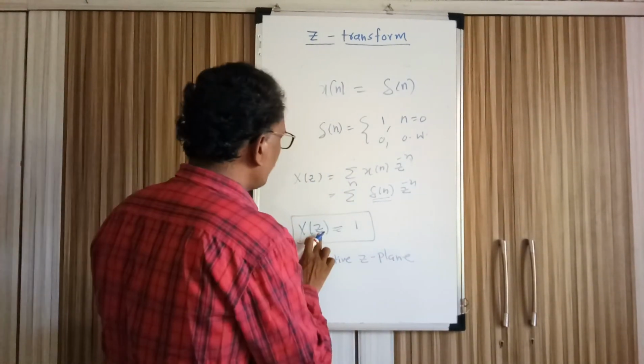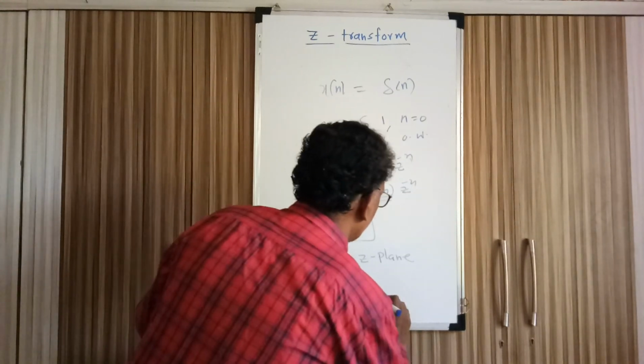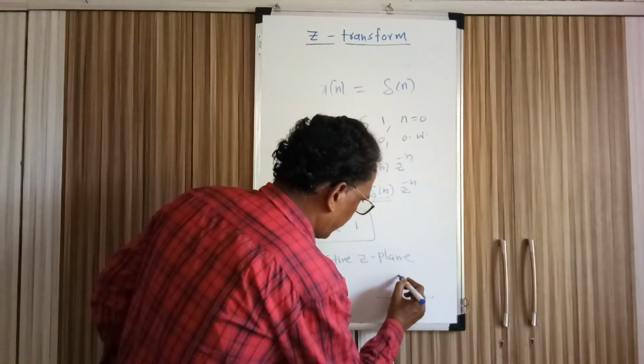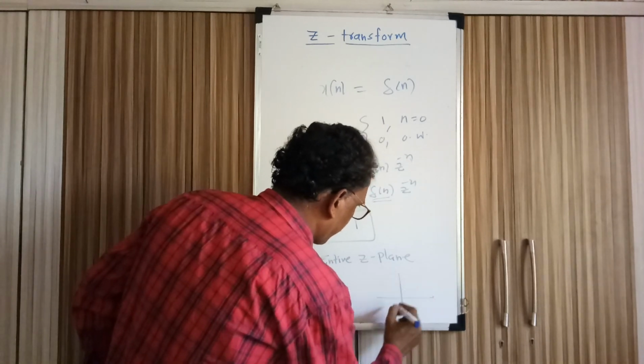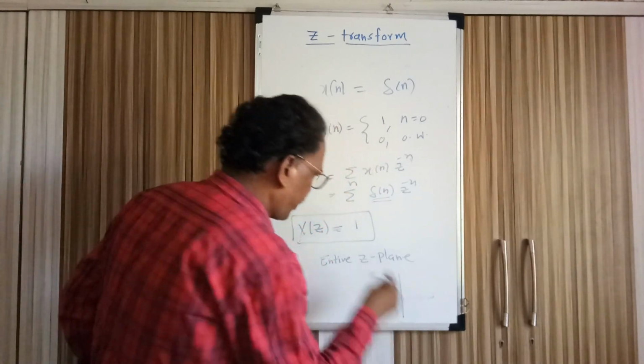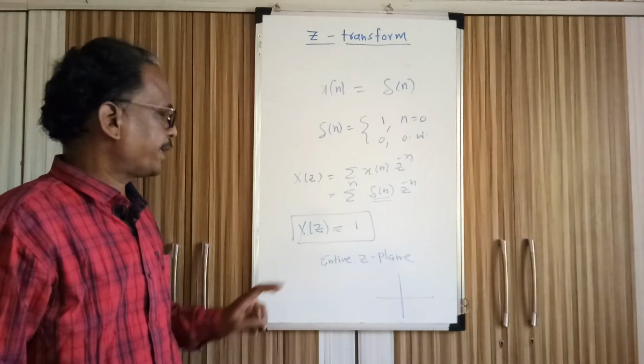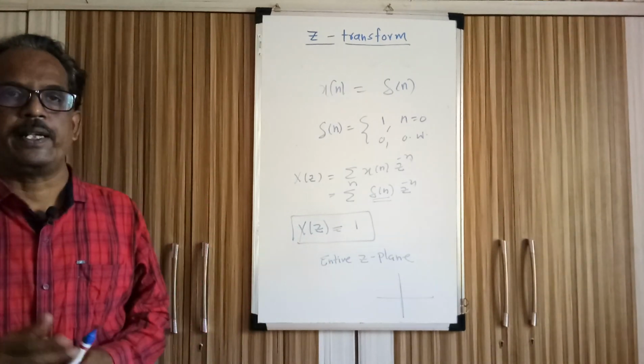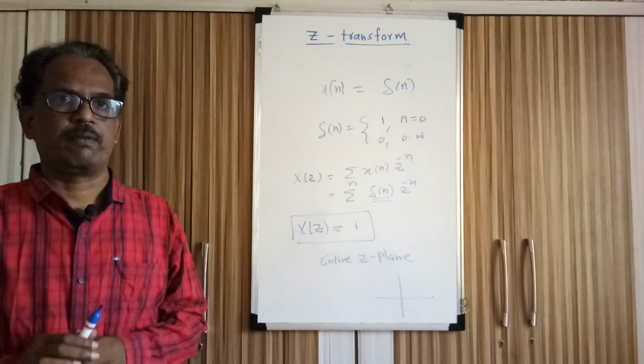So all values of z, the Z transform exists. The entire region for which we have drawn the Z plane, everything on the Z plane, the Z transform exists, because x of z equal to 1, which is independent of z.